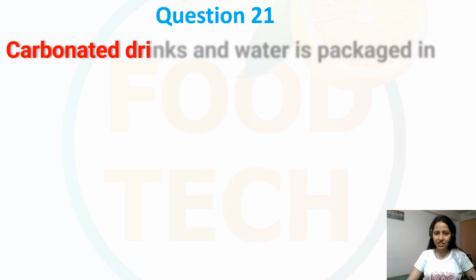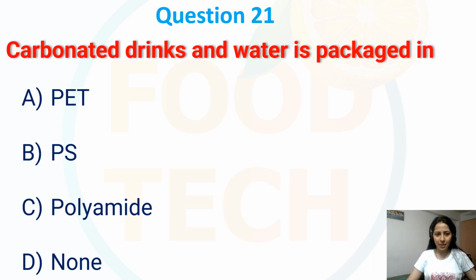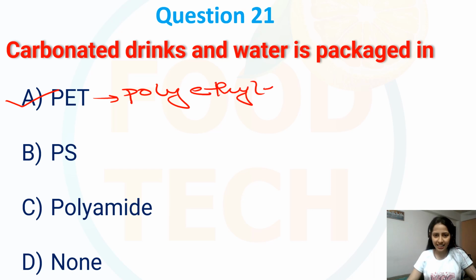Next, question number 21. Carbonated drinks and water is packaged in. So options are PET, PS, polyamide and none. So over here my correct option is A, that is PET. So actually PET stands for polyethylene tetra.